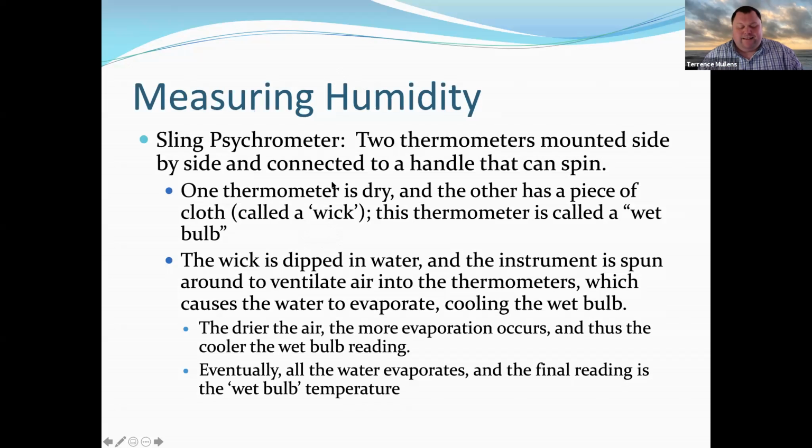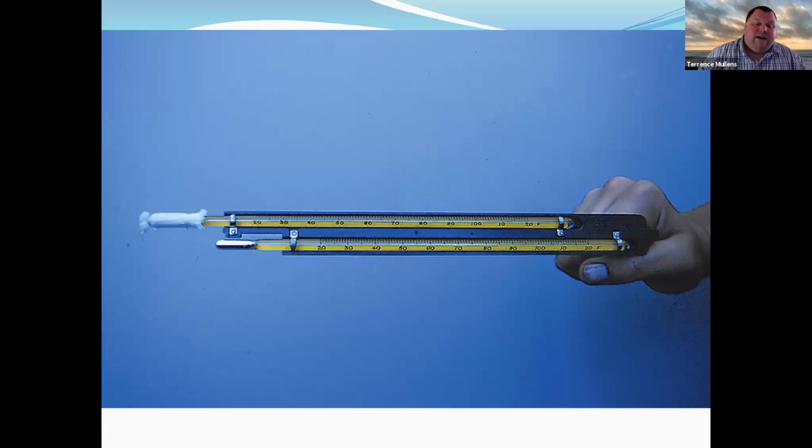So here's how a Sling Psychrometer actually looks. It's a pivot with two thermometers attached to it. This one with the cloth wick attached to it, that is the wet bulb. This one with the exposed bulb, that is what's called the dry bulb.